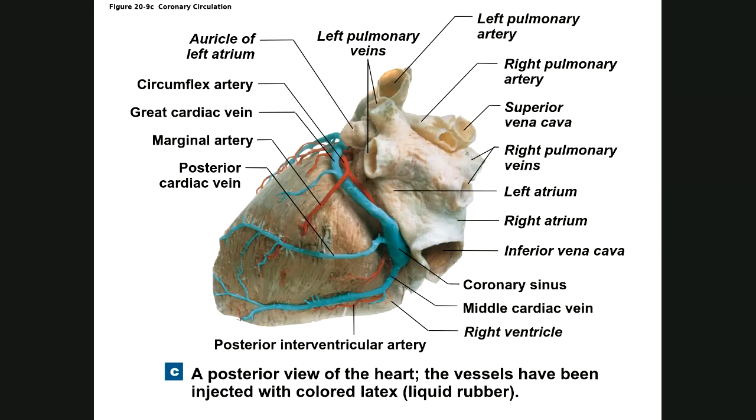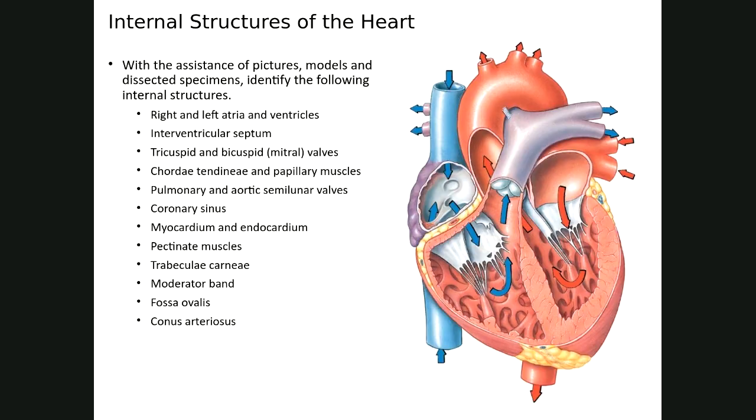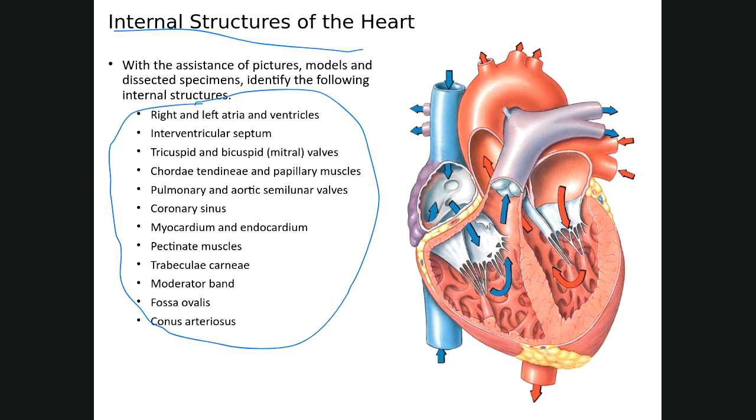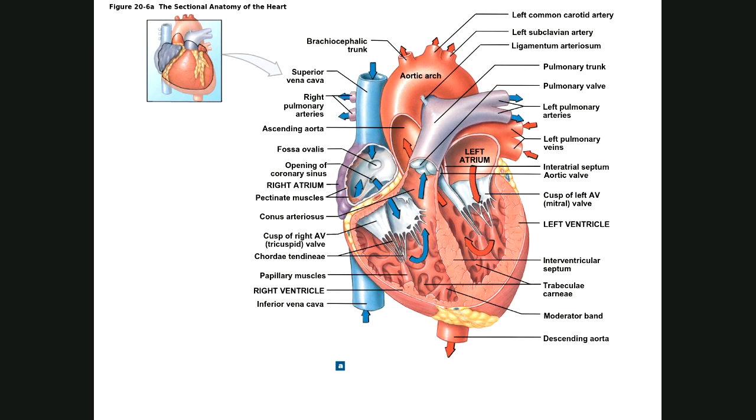for identifying vessels. Then we wanted to look at the internal structure. So this requires basically a frontal section of the heart, so you can identify these structures, and so you can see all those things that are listed here that you want to identify on these pictures. And so this is one that will definitely be on the exam right here. You can see all these things that are labeled.